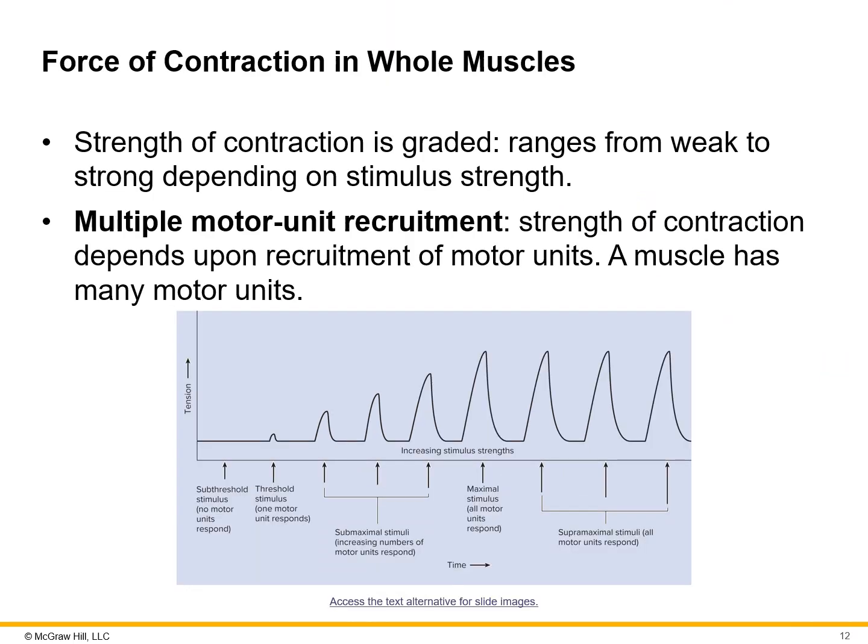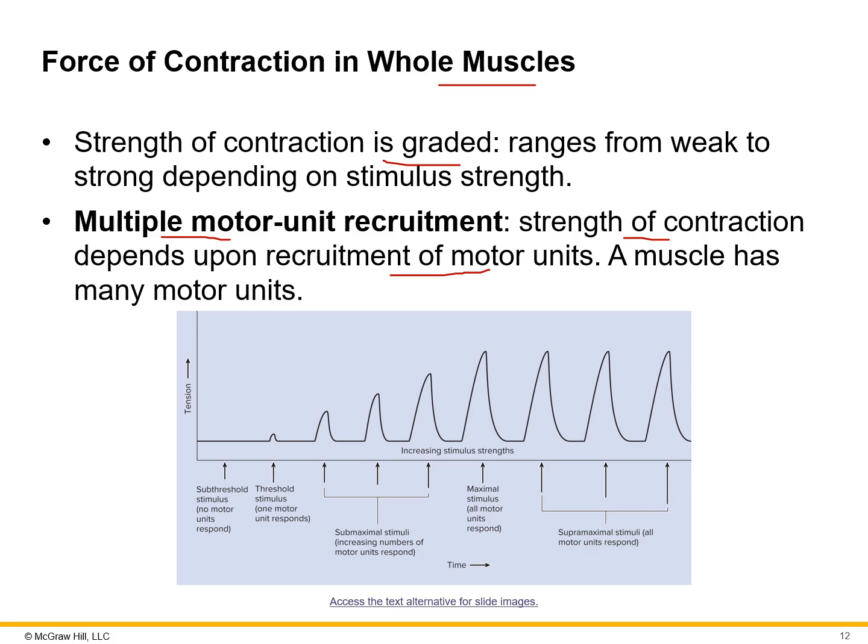All right, so now what about the force of contraction again in the whole muscle? The strength of the contraction again is graded, so it ranges as we mentioned. And then we can also get multiple motor unit recruitment. So the strength of the contraction depends on the recruitment of motor units. Again, within a muscle, there's more than one motor unit. Again, a motor unit is the motor neuron coming down and the muscle fibers it's attached to. So that's one motor unit. So if we just have one working, we get some contraction. But if we have 5 of them working together, we get a much stronger contraction.